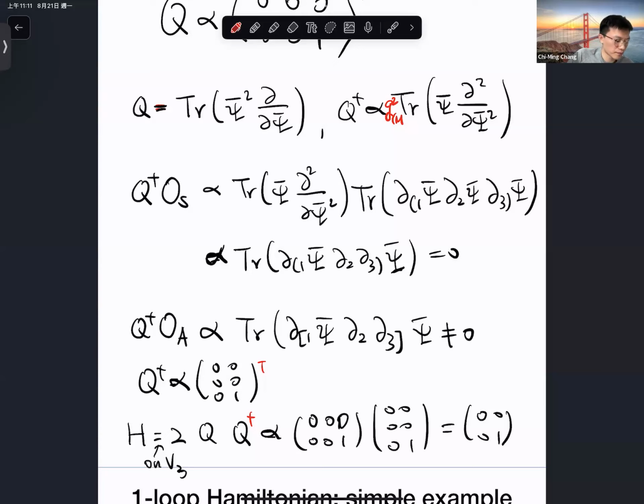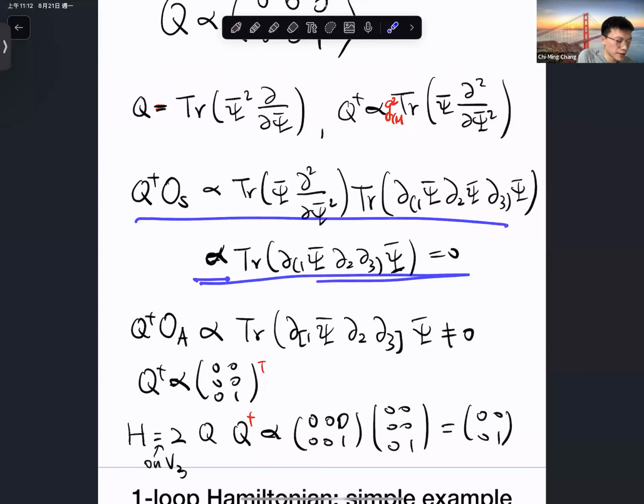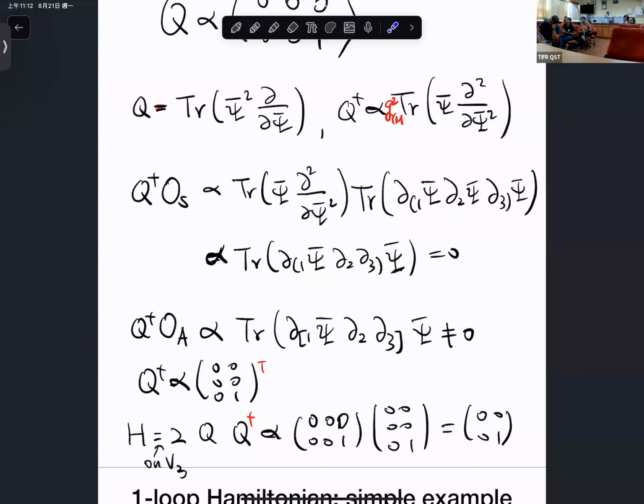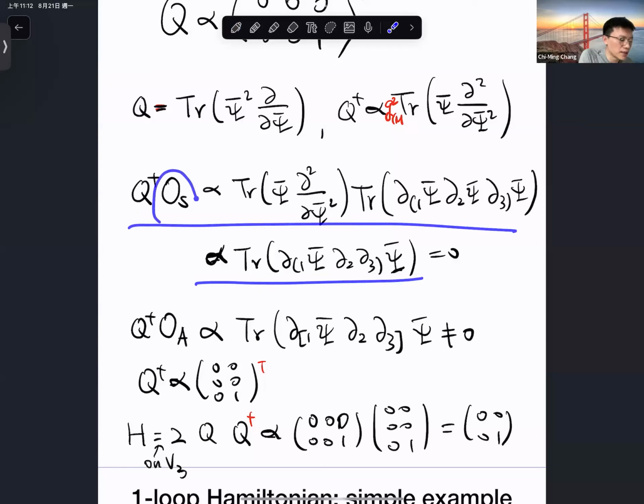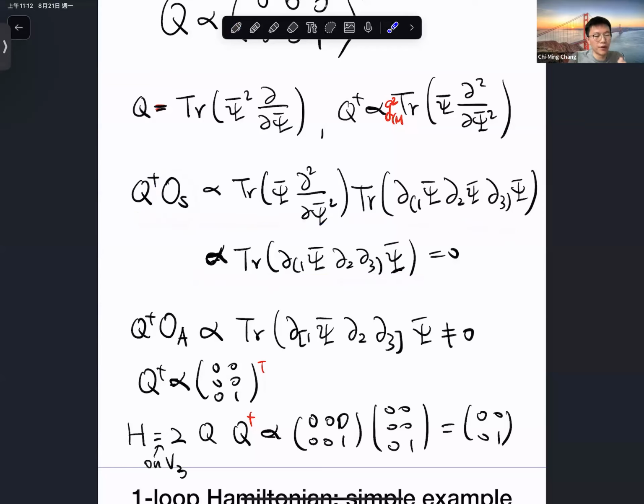Sorry, but don't you have a non-renormalization theorem? But for Q you have it. But the question she is asking is about this computation. This computation tells you that OS is not only the representative of a Q cohomology, but it is also the BPS operator, but it's only one loop BPS. Good. Any more questions?